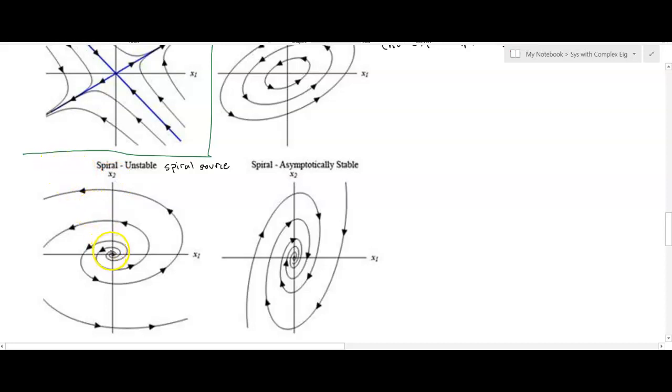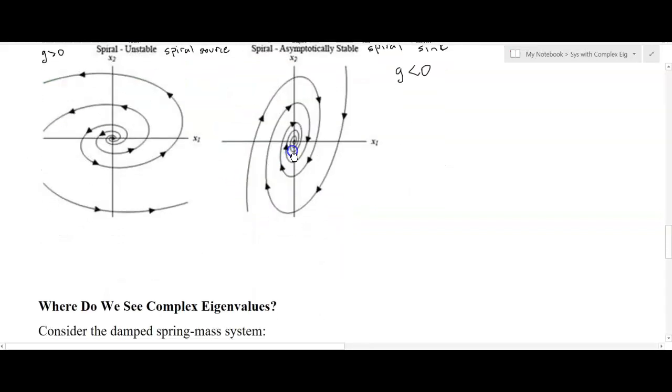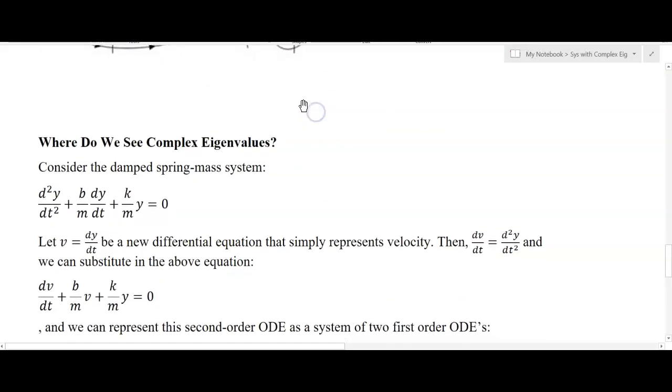And this is going to happen whenever that g value is bigger than 0, because notice that the oscillations get bigger and bigger and bigger. And I like to call this a spiral sink. Again, similar idea here. All the solutions are moving inward. They're oscillating around the origin, but they're sinking into it. And this is when g is less than 0. So you can now sketch the phase plane just by knowing the eigenvalues. And when you get a complex eigenvalue, you can completely ignore the eigenvector when you're trying to sketch the phase plane. Pretty cool. So where do we realistically see complex eigenvalues?